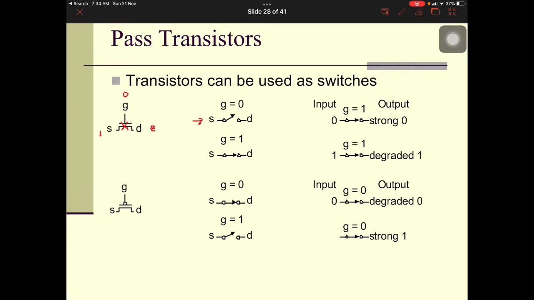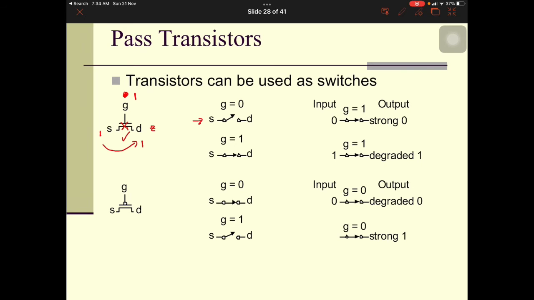If we put in a different input, let's say we put a 1 at the gate, this transistor now is on, and you can get output at the D. So the D will follow the input and the D will get a 1.